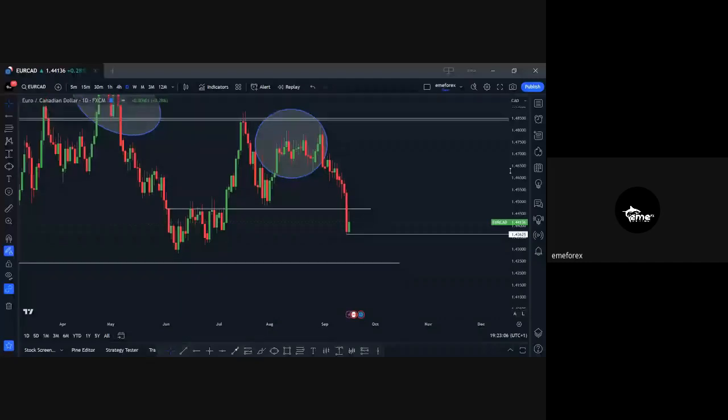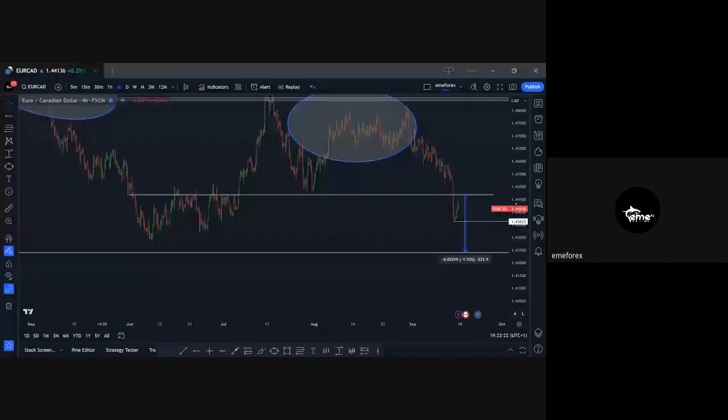Still break and retest. So by the time we drop down to the 4 hour chart, we see this much more clearly that we are somewhere around 220 pips away from the target, the structural low. We are about 220 pips around this move now.